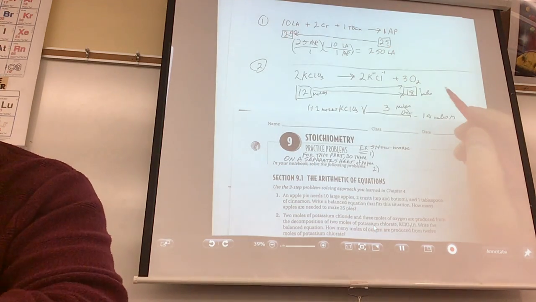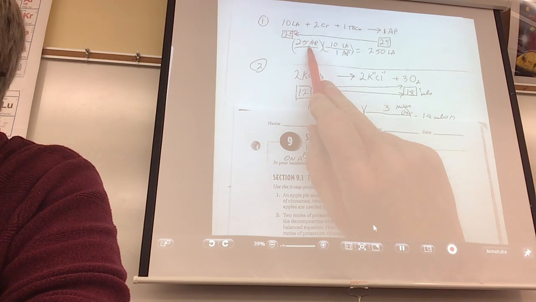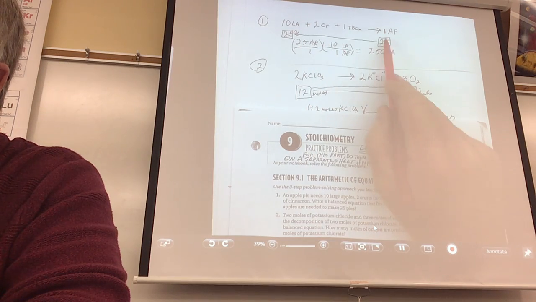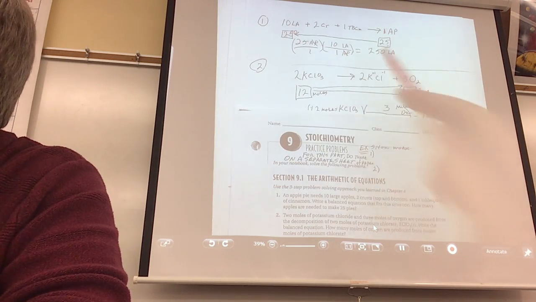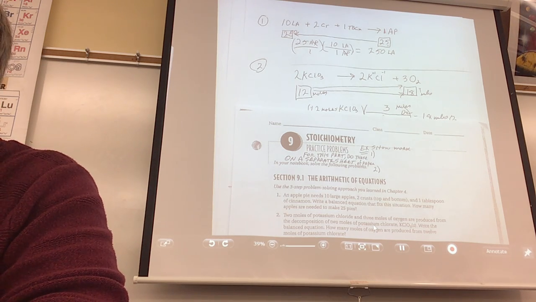Now, I can do it in my head, yes, but even if you didn't do it in your head, you could start with this given and say, I'm going to go sideways in the mole world, and where do I get my numbers? From the coefficients, and it comes out that way anyway. Are you okay with number 1? All right, look at number 2.